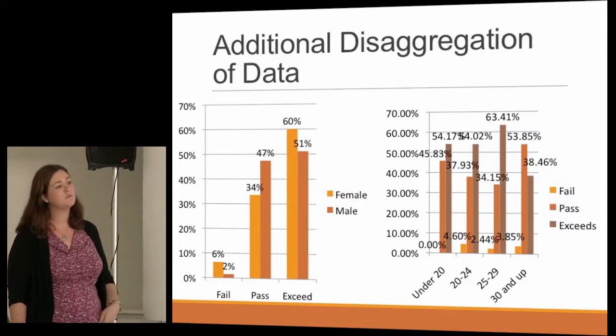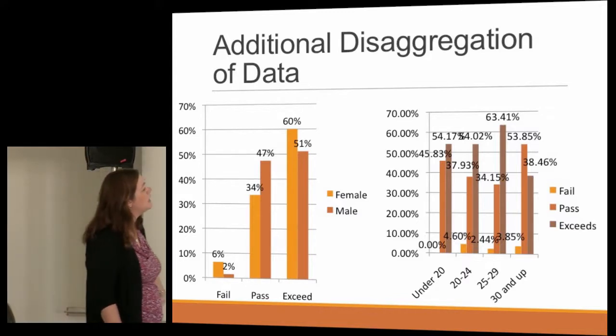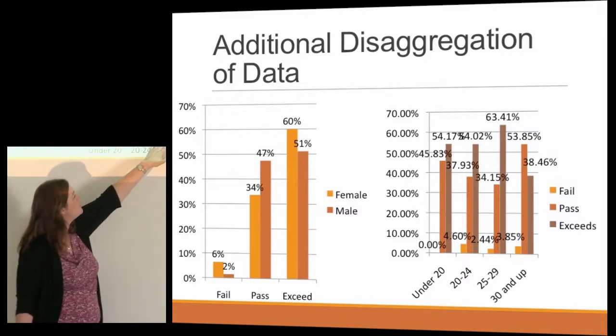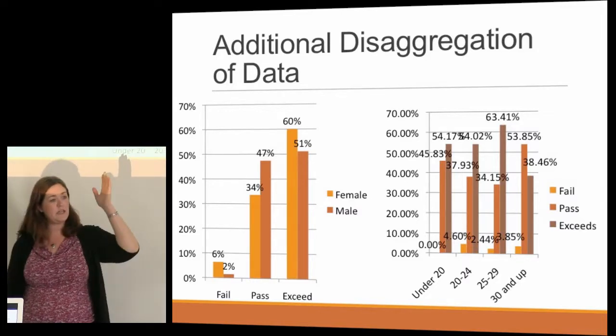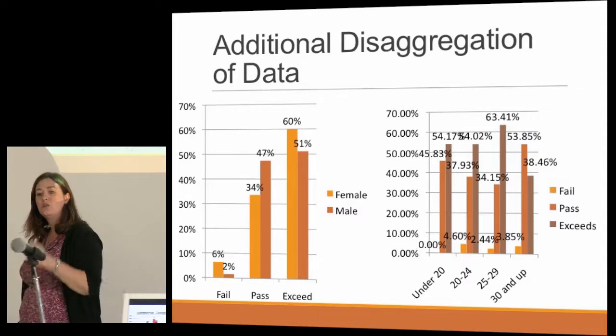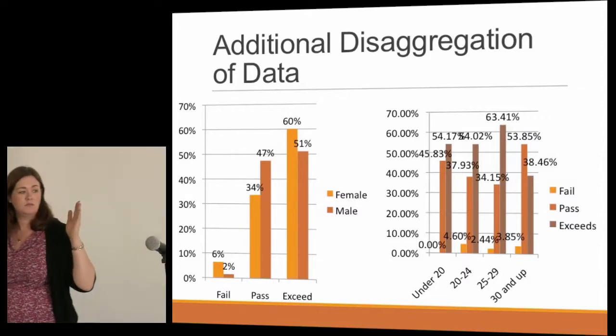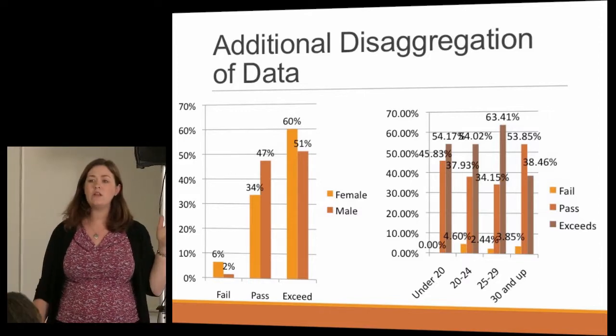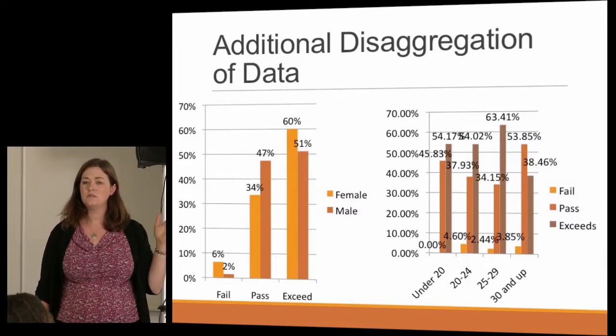The biggest gap is 25 to 29. Well, there's a huge gap for 25 to 29 in that so many of the 25 to 29 are exceeding in that area. So why are they exceeding in that area? Why would 25 to 29-year-olds do really well in that area?